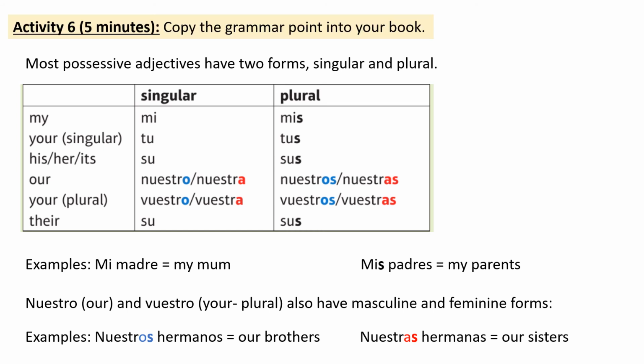Okay, chicos, what I'd like you to do now, please, is spend 5 minutes copying this grammar point into your book. Please pause the video now to do this.